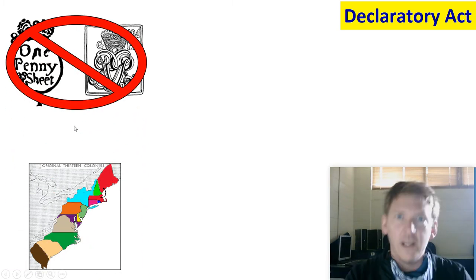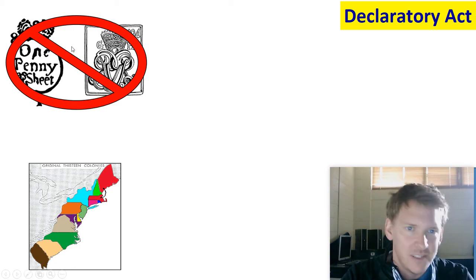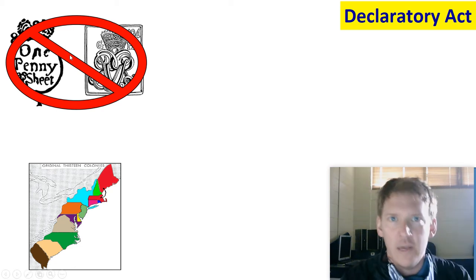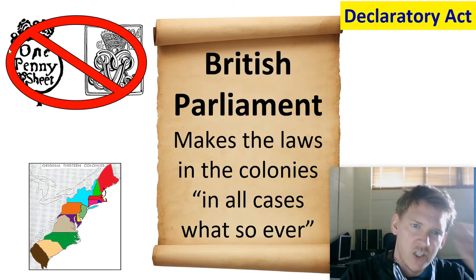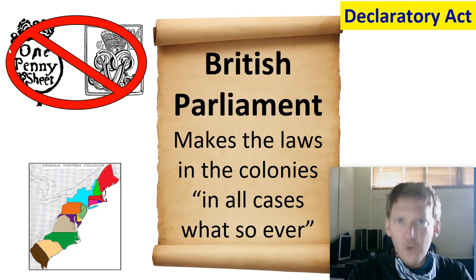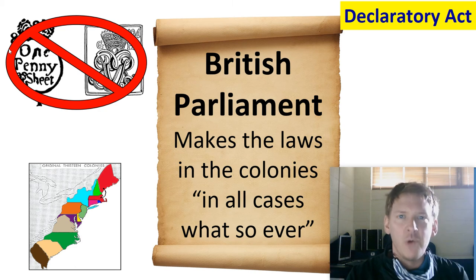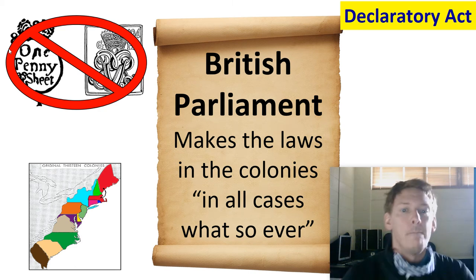So we are going to get rid of the Stamp Act, which was a tax on printed goods and playing cards. But the king, in response, will issue the Declaratory Act. It's all right, the Stamp Act, it's gone. But you folks need to remember that the British Parliament, or the British government, or the British legislative branch makes the laws in the colonies in all cases whatsoever.